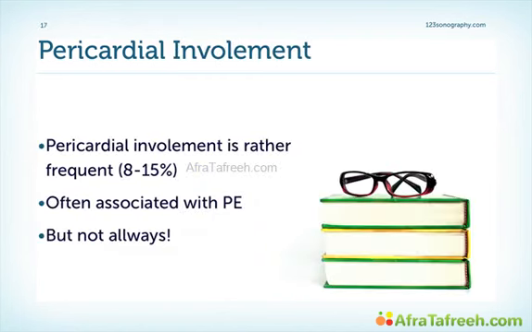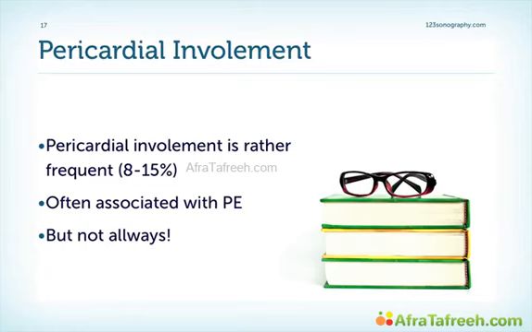So what do we learn? Well, pericardial involvement is rather frequent. In general, somewhere between 8 to 15%. It is often associated with pericardial effusion, but not always. And what is also important, if a patient has a primary tumor and he also has pericardial effusion, it does not necessarily mean that the patient has pericardial involvement in the sense of carcinosis or metastasis.